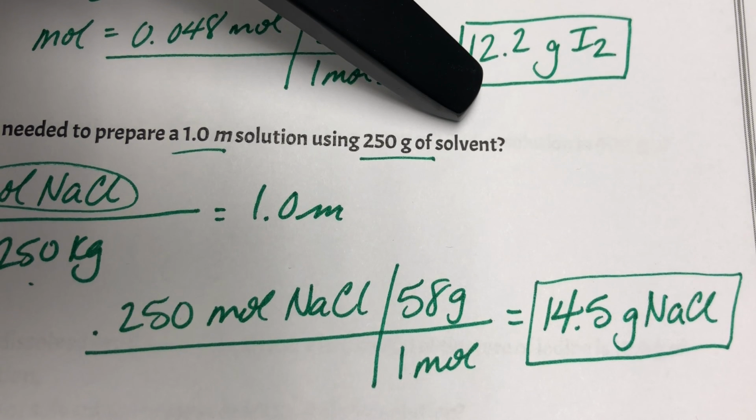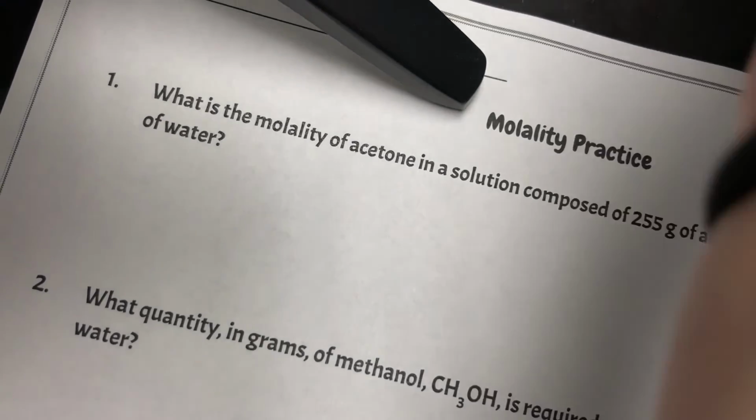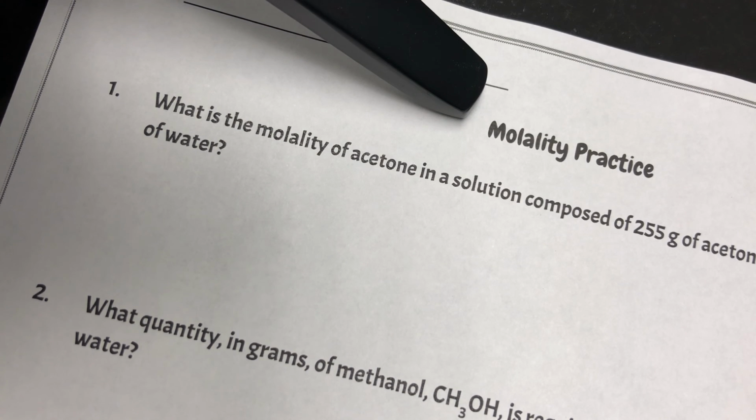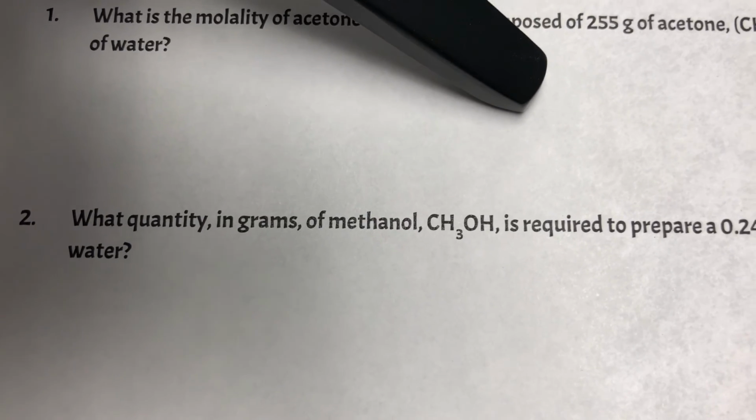Okay, that is the end of this lesson. You have practice problems to work, but it's just 1 page. There's 4 questions. They should be very straightforward. And then you have a homework. Okay, so that is that.